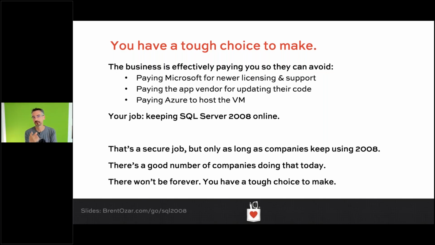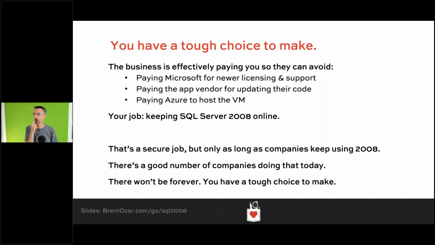And what the business is effectively choosing to do is they're choosing to say, we're going to pay you instead of paying Microsoft. They're looking at two things here, and they're saying, well, we could either pay Microsoft $250,000 worth of licensing, or we could pay you to manage what we have.